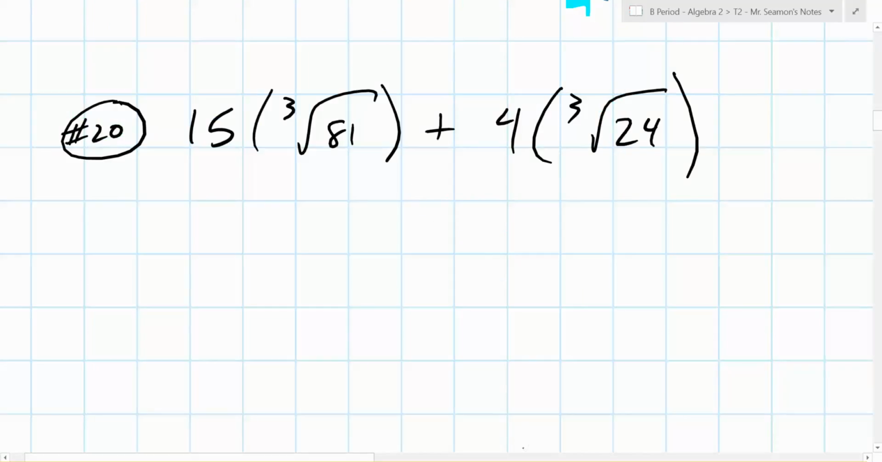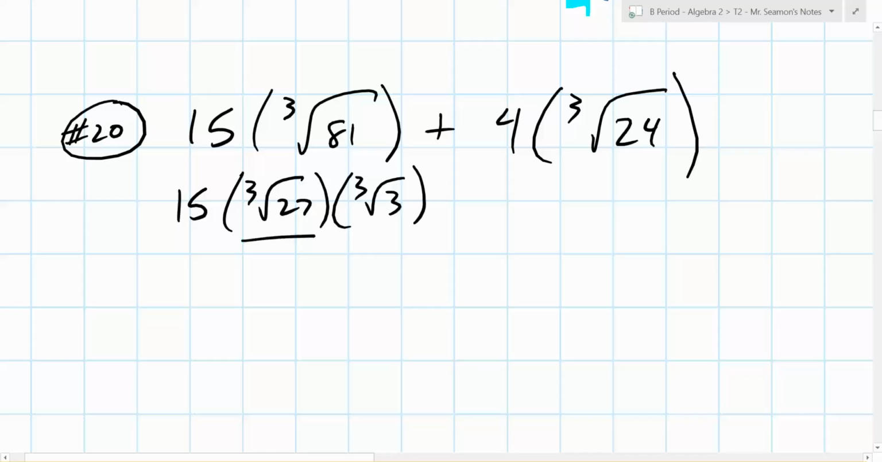Can't add them because 81 and 24 are not the same number, right? At least it's cube root, so maybe we can. So we have to break down 81. 3 and 27, exactly. So that's 15 times the cube root of 27 times the cube root of 3. But what is the cube root of 27? 3. So you have 15 times 3 times the cube root of 3.